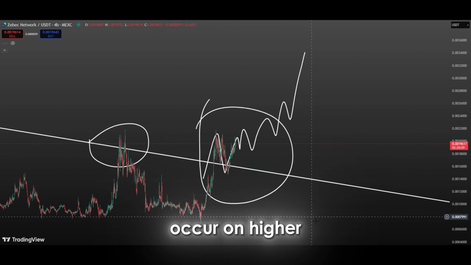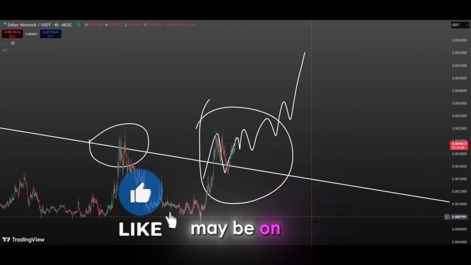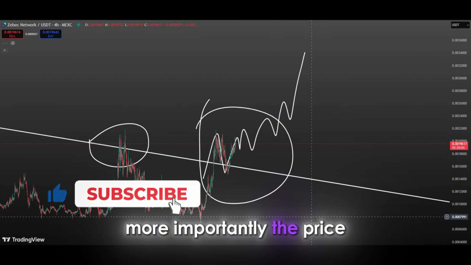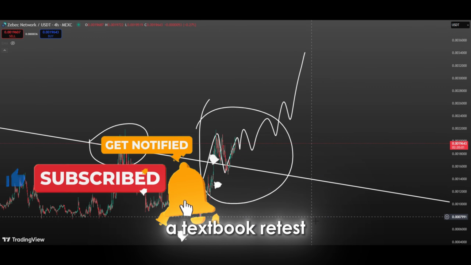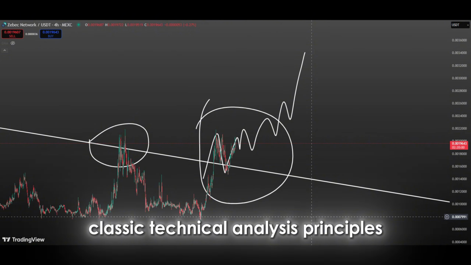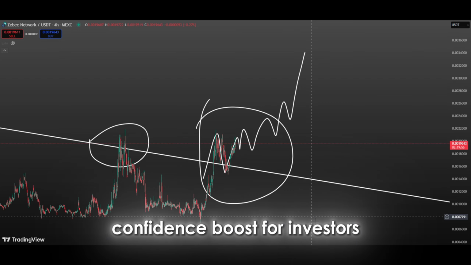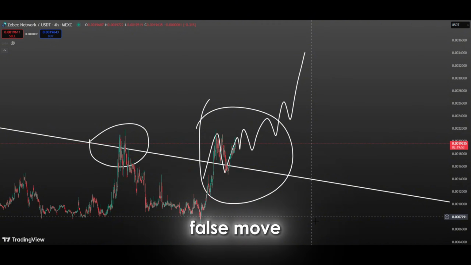Especially when they occur on higher time frames, these types of breakouts suggest that the market may be on the verge of a long-term directional change. More importantly, the price not only broke through this descending trend line but also performed a textbook retest in line with classic technical analysis principles. A retest, when the broken trend line is revisited, serves as a confidence boost for investors, confirming that the breakout is genuine rather than a false move.